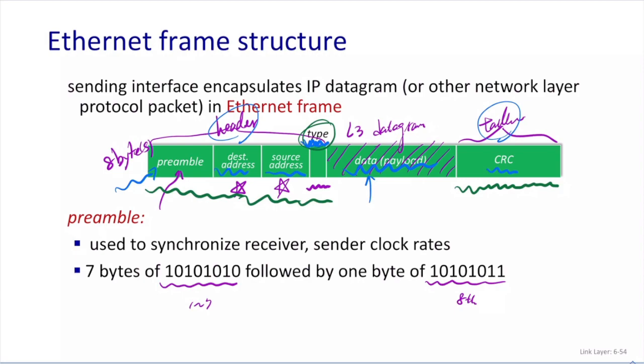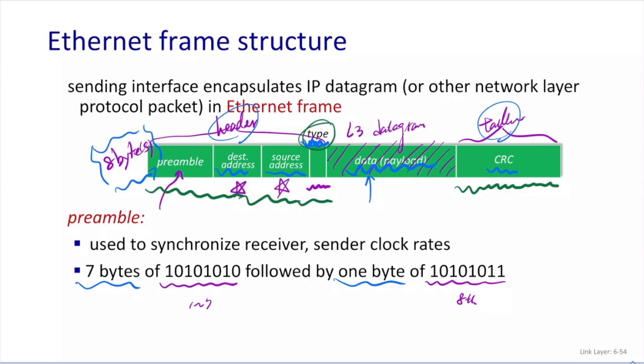You have to make sure you hear the very first bit. But sometimes, due to noise or some other problems, you need to synchronize the receiver's clock and the sender's clock. So basically, we have 8 bytes here, which is the preamble. 7 bytes are 10101010, and the last byte is 10101011.